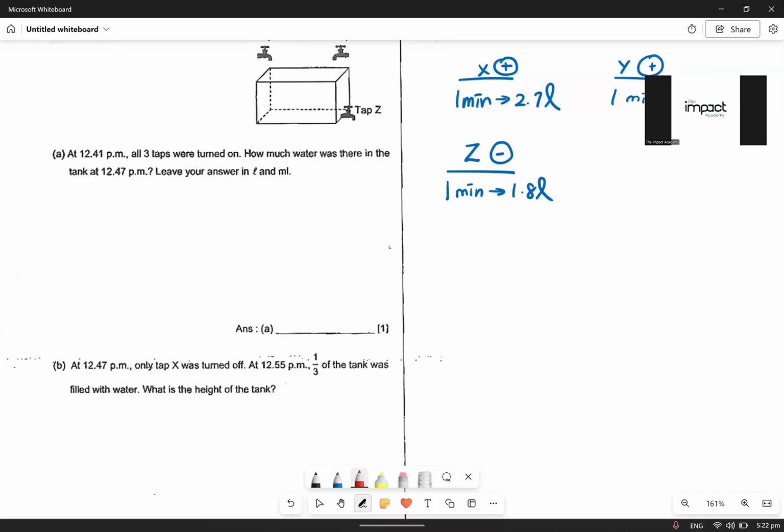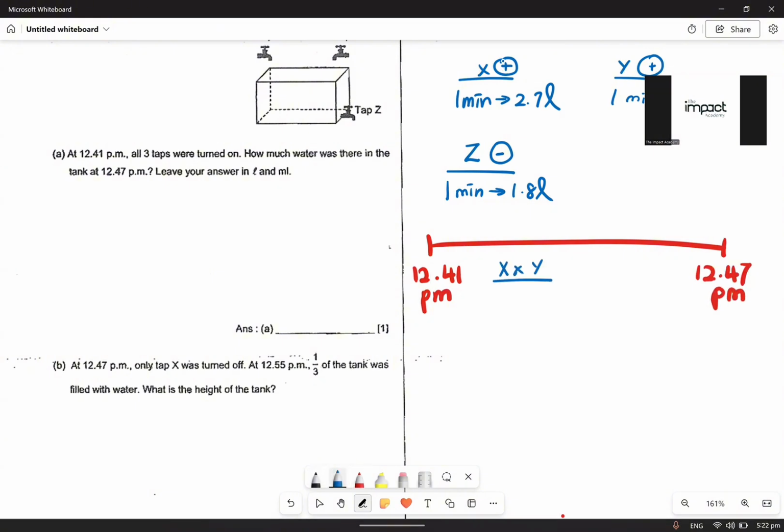Okay. Over here, you can see, right? At 12:41 p.m., right? Agree or disagree? So we have 12:41 p.m. over here. Agree so far? Okay, all three taps were turned on. Correct or not? It's until 12:47 p.m. Make sense? Well, so what we want to do is we find X and Y first.